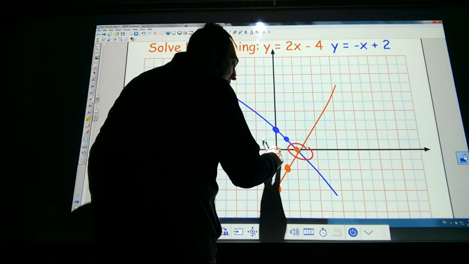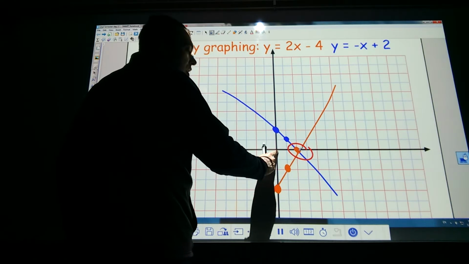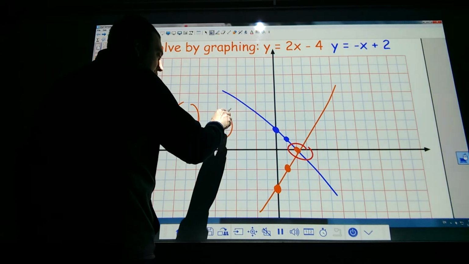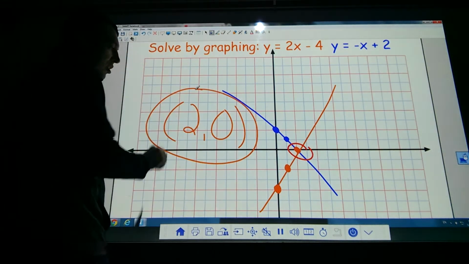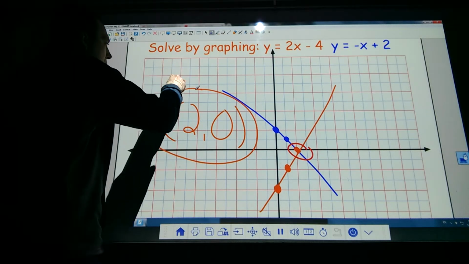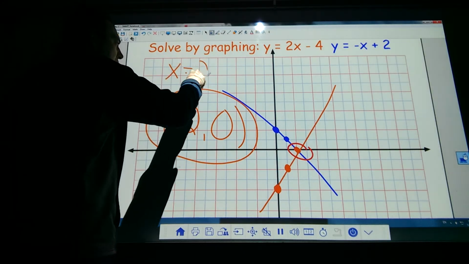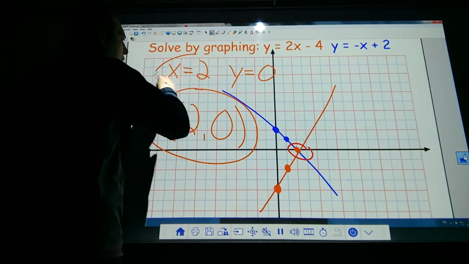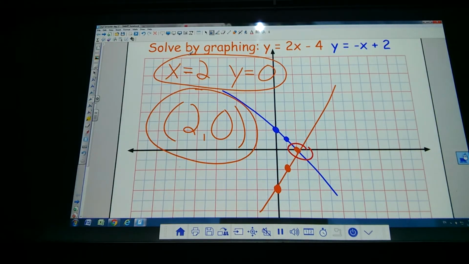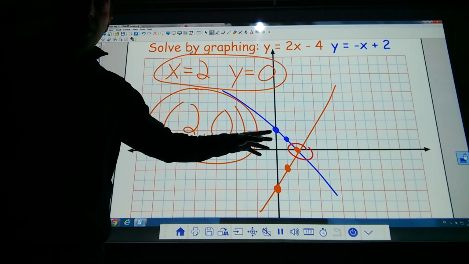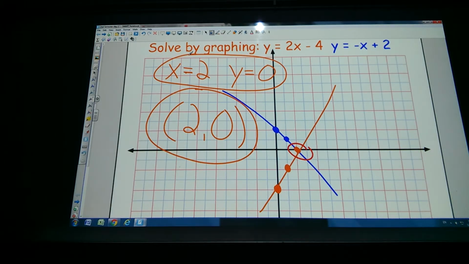Right here. Where is that? That is the point 1, 2, and it goes up, nothing. 2, 0. This is an answer. 2, 0. Or you could say x equals 2, y equals 0. Either way, that is a correct answer. Don't just graph and circle. That's good. I'll give you some points, but make sure that you give me the answer. All right, moving on.